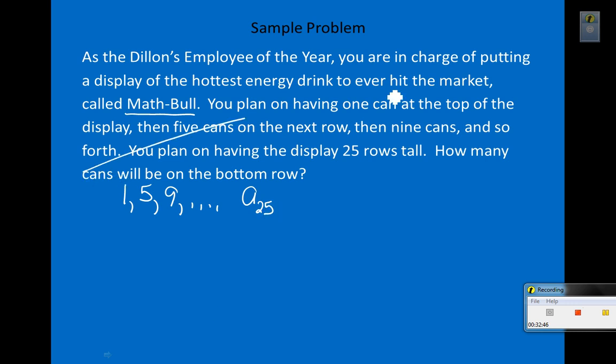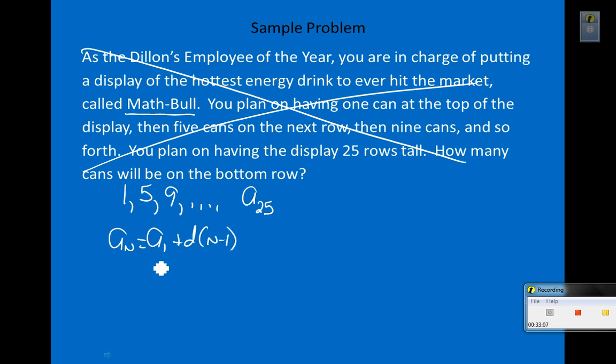Hey, now guys, this is no longer a word problem. It's just like what we've been doing. I need to find a formula, and then I need to plug in 25. So here goes. I'm going to go a sub n equals a sub 1 plus d times n minus 1.